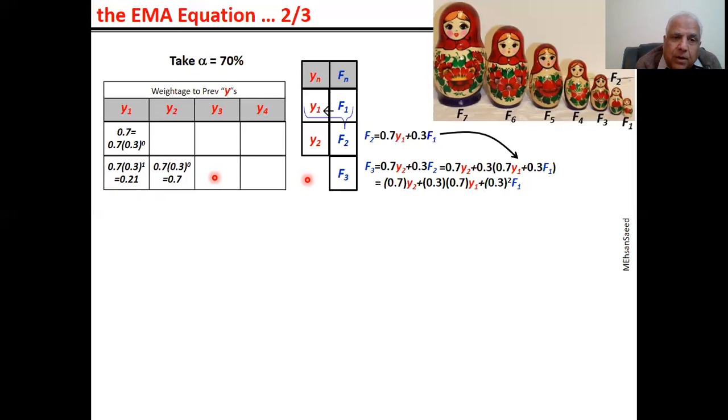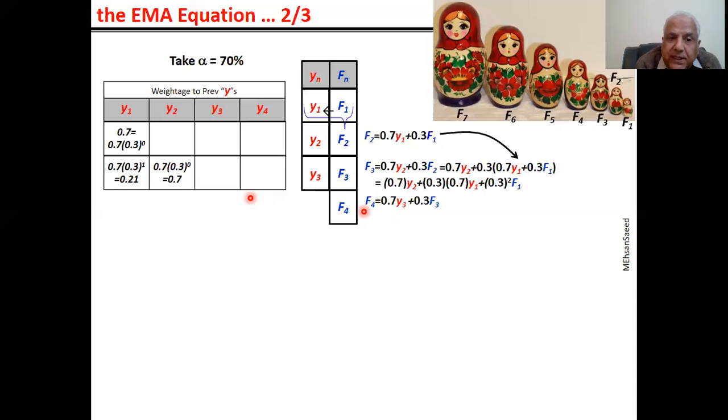We now assume that house number 3, this was the forecast, was actually completed in Y3 days. We have now the data for house number 3, both actual data and forecast. Based on this, we can find out the forecast for house number 4. What will be the forecast for house number 4? 70% of this, 30% of this. So F4 is 70% this and 30% this.